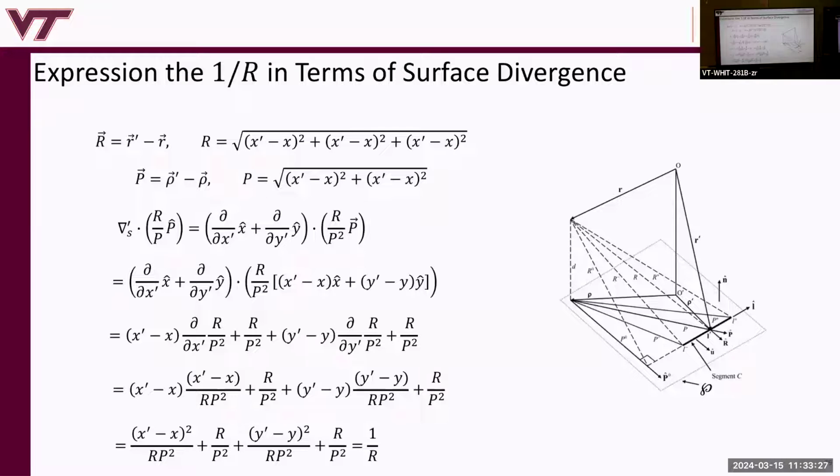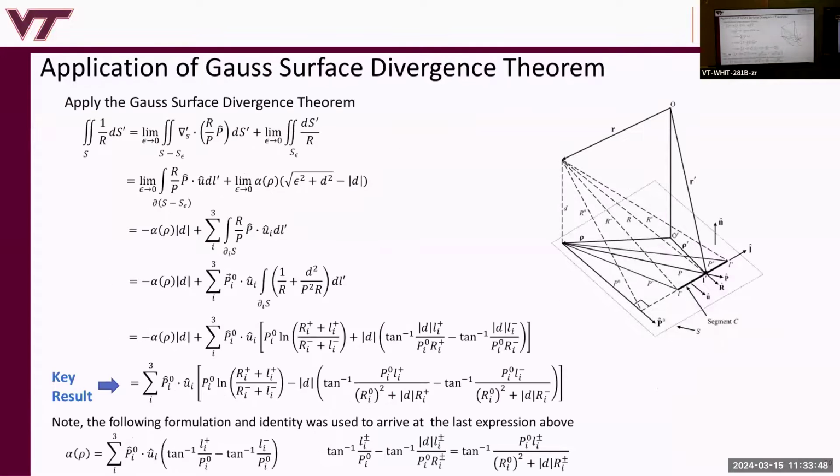Then we get here x minus x prime squared over R P squared, plus R over P squared, and so forth. And if you add all that up, you get 1 over R, which proves that 1 over R is equal to this. All right, good. So let's now use that. And so here we are, back to what we had.